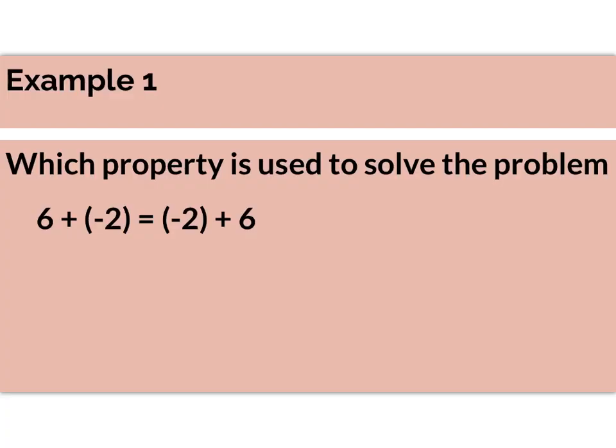Okay, so now we're going to identify which property is used to solve the problem. Okay, so what's going on here? The numbers have switched. The 6 and the 2 have switched place. So this is the commutative property of addition. Next slide.